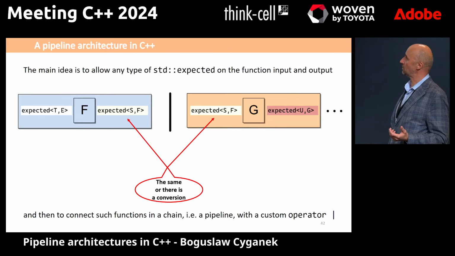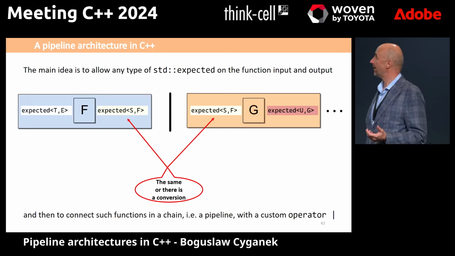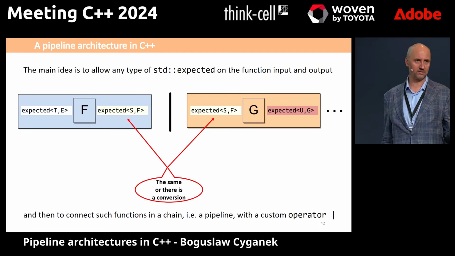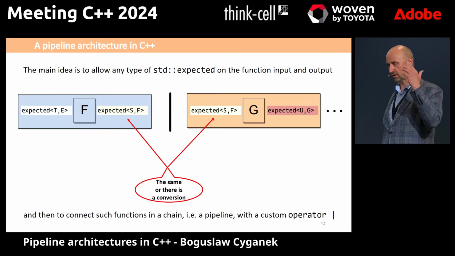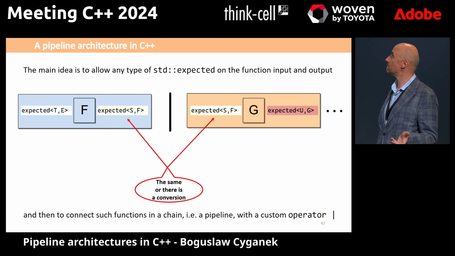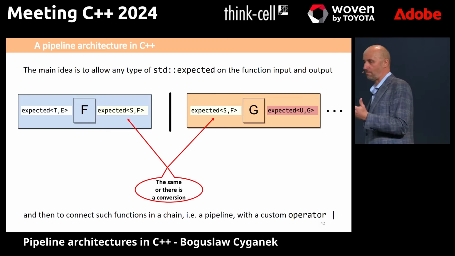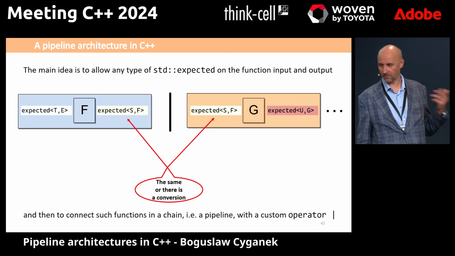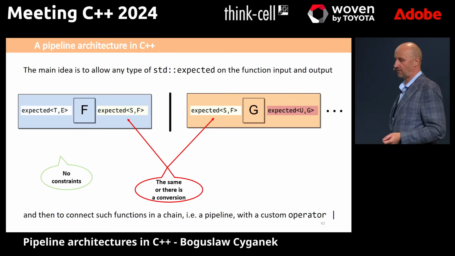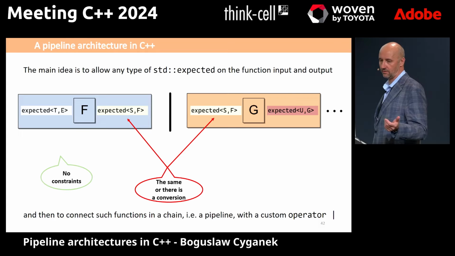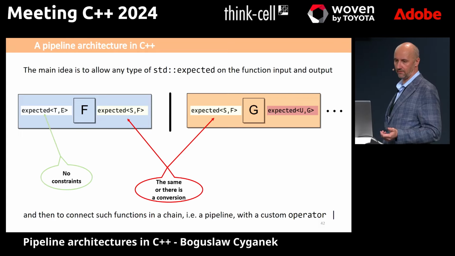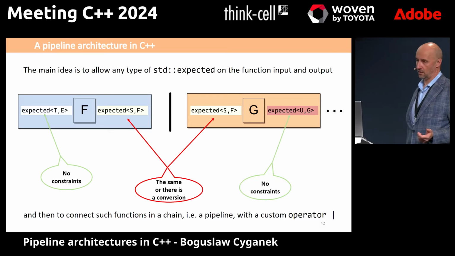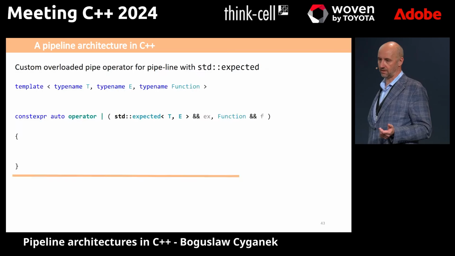We assume we have the same types here. Everything in my proposition is based on input std::expected and output std::expected. So these must be compatible types, either the same or we can convert from one to the other. But we have no constraints on the other parts. So we can have it like this and like this. Okay, so let's make some code.